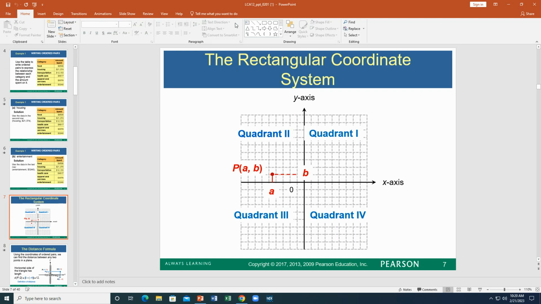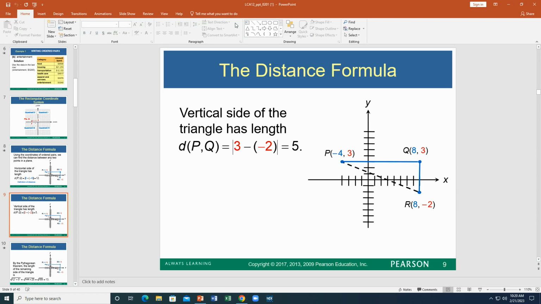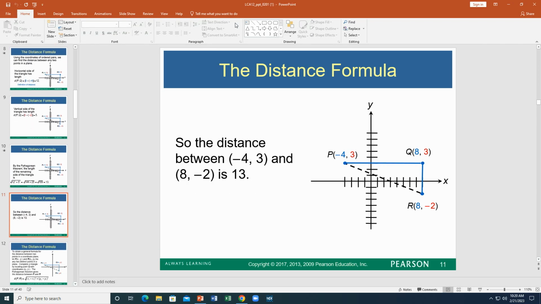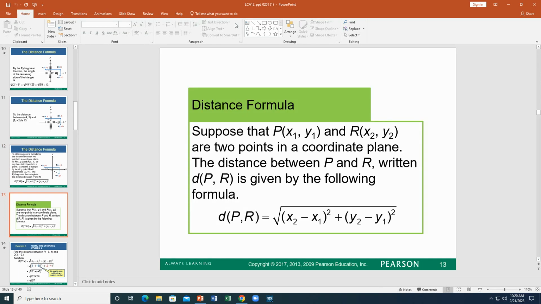So, hey, I talked about this. You guys know that, right? We did that before. And then the distance formula. We did that? Yeah. This is the formula, okay. Right? I proved it.